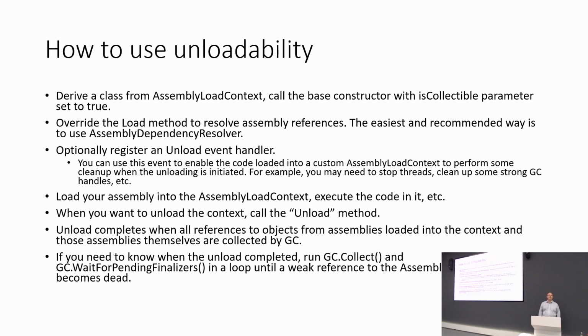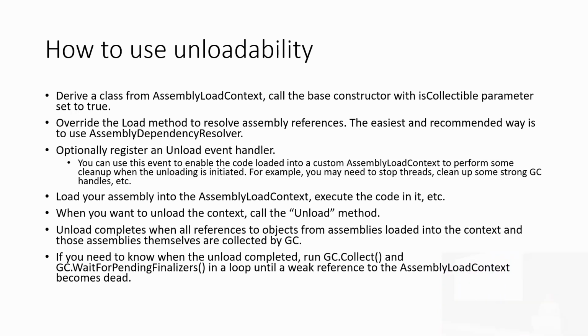How to use that? It's kind of simple to use, but as I'll show you later, there are various complexities that make it difficult to get right sometimes, and you need to debug problems. But first, how to use it? You have a class that you derive from AssemblyLoadContext, and call the base constructor with the isCollectible parameter set to true. That means that the assembly load context should be collectible or unloadable. It's basically the same term that we use for the same thing.